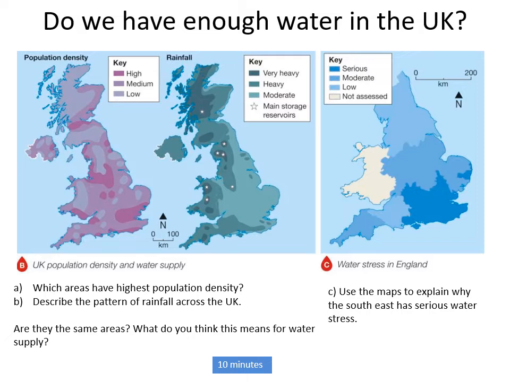And then move on to C, looking at the idea of water stress. You've got the definition you've just written down a minute ago, so double check, remind yourself of that. And then use all of these maps to explain why the southeast has serious water stress. And it links back to the other 2 maps. So put all that together and link it to the idea of water stress. That should take you 10 minutes at most, so get cracking with that. And I'll show you the answers in just a second. Pause the video now.